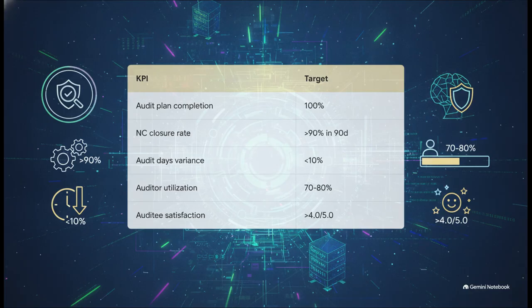For example, are we actually executing the audits we plan to do? Well, we need 100% audit plan completion. When we find a nonconformity, an NC, are people actually going in and fixing it? We want to see a greater than 90% NC closure rate within 90 days. We also have to track audit days variance to make sure our budgeting is on track. We watch auditor utilization to ensure we're deploying our human resources efficiently, usually aiming for that sweet spot around 70 to 80%. And, of course, auditee satisfaction, so the whole process stays constructive. This is literally the critical diagnostic data you need to evaluate if your audit program objectives are actually being met.